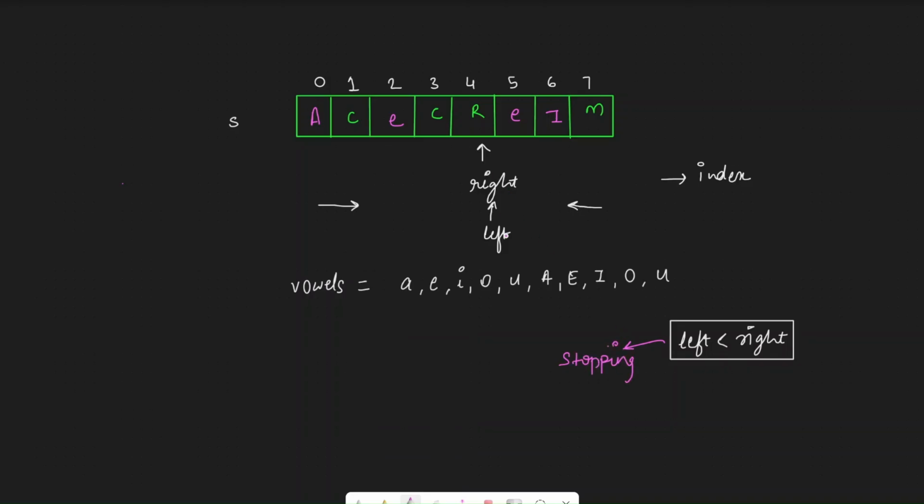As soon as our left is less than right, this condition becomes false. We have to stop, because then we know that we have switched all the vowels. So in this case, we stop over here, and if you look here, we have got the right output. So this becomes our output.